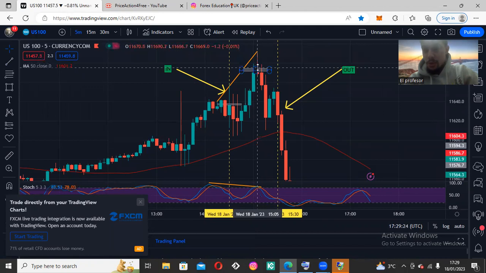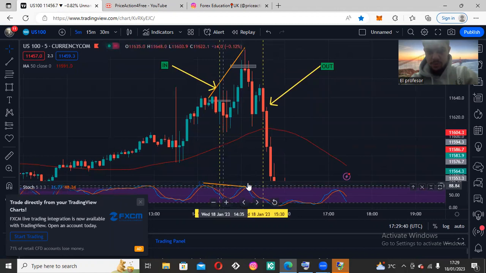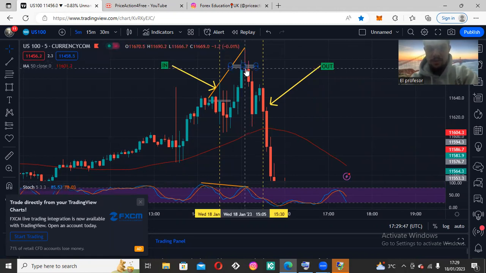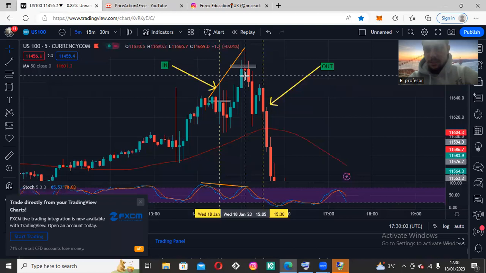So yeah, the first confirmation is we have a resistance level. That's one, okay? The second confirmation is a divergence. So we can see simply that we have a divergence right here. Price going up at this resistance, but in the stochastic, it is actually going down. So this is the second confirmation.